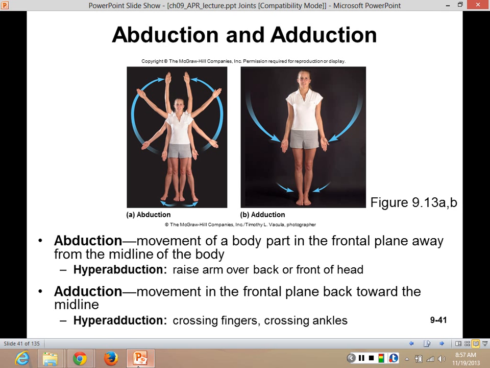Leslie, hyperadduct your fingers. Hyperadd with the D? Mm-hmm. Okay. Yeah, like you're crossing your fingers. Do hyperadduction of your ankle. Yep, cross your ankles. Willie, do ulnar flexion of the hand and radial flexion of the hand.